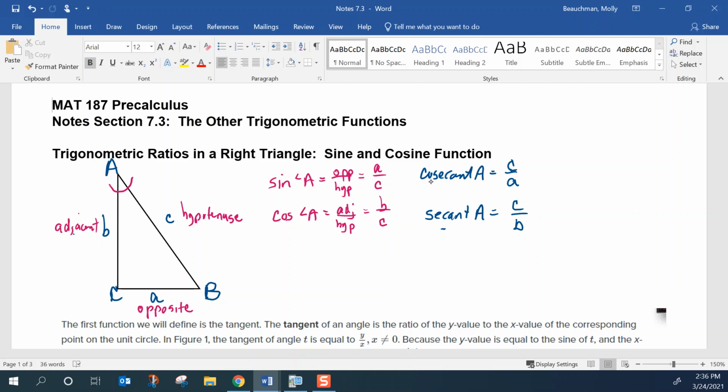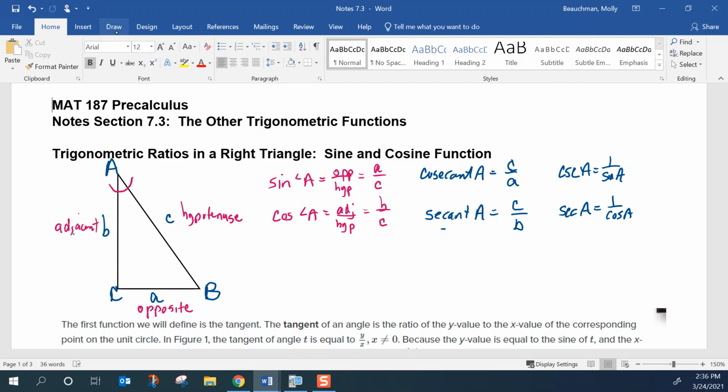So another way to think about the reciprocals, the cosecant, CSC is the abbreviation, of angle A is 1 over the sine. So the reciprocal means 1 over. The secant of angle A is 1 over the cosine A. So these are called functions that are reciprocal to each other.